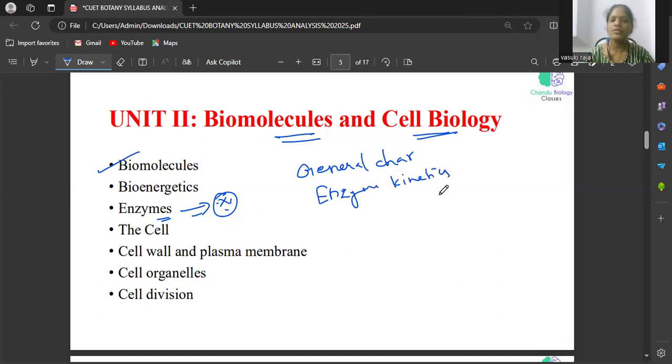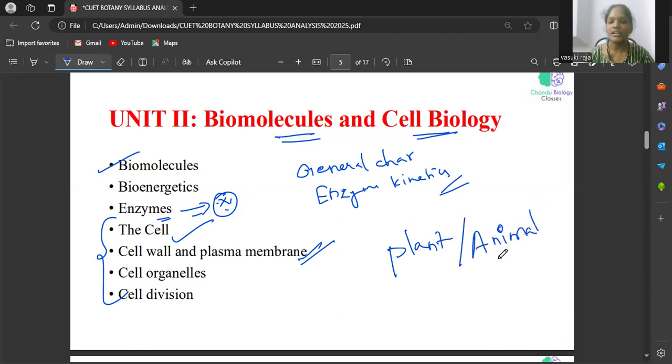Okay, so these are all the important things which have to be covered under the enzymes. And in cell biology, we have to focus on the cell. What is a cell, what is cell theory, and who proposed the cell theory? And after finishing that, we have to study about the cell wall, and mainly in plants, that will be the difference between the plant cell and animal cell.